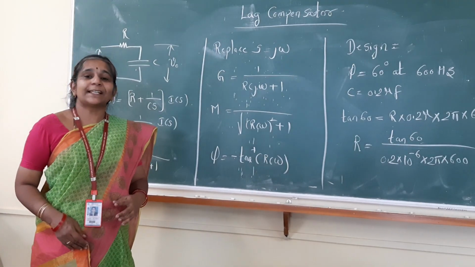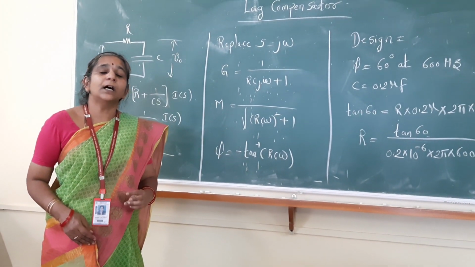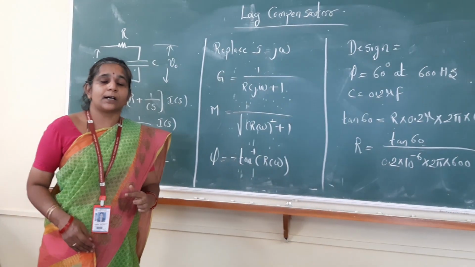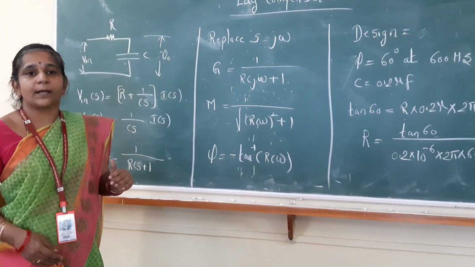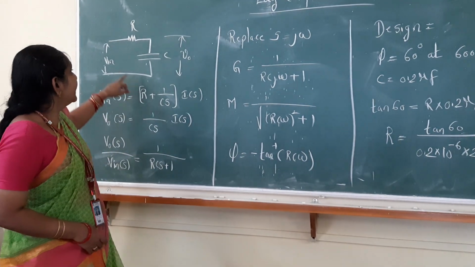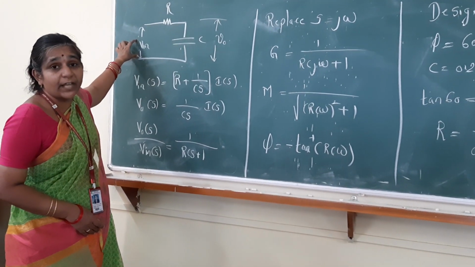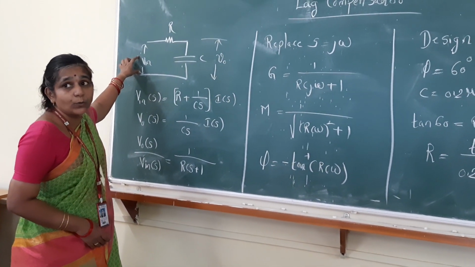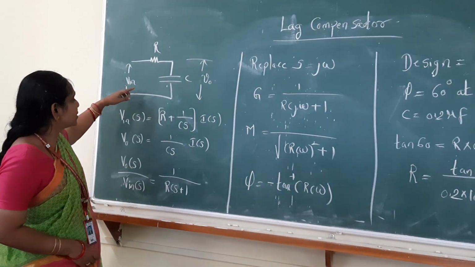When we want a phase lag with respect to input in any system, the application of this compensator is mainly to improve the steady state error, to reduce the steady state error. That is the application of the lag compensator. Here we are using a sinusoidal input signal which can be varied from 100 Hz to 2 kHz as per our requirement. R and C can be designed as per application.